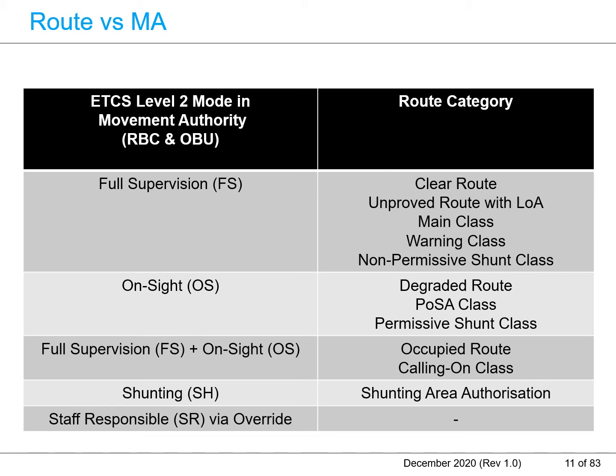The full supervision mode applies to the clear route, the unproved route, the main class, the warning class, or the non-permissive shunt class route. The on-sight mode applies to the degraded route, the POSAR class route, or the permissive shunt class route. The combination of the full supervision and the on-sight modes applies to the occupied route, or the calling on class route. The shunting mode is associated with the shunting area authorization over a route category.